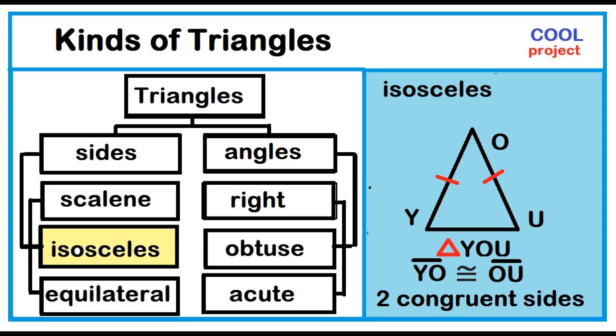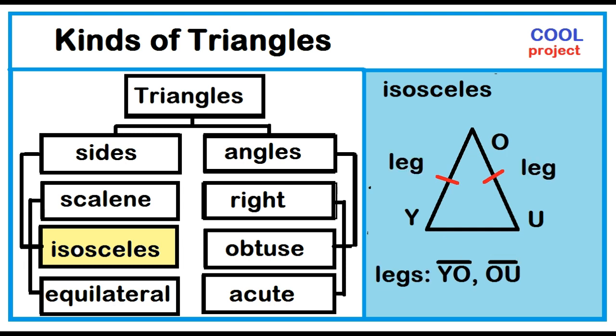In an isosceles triangle, the congruent sides are called legs. Segment YO and segment OU are the legs of triangle YOU. The third side is called the base. The base of triangle YOU is segment YU.